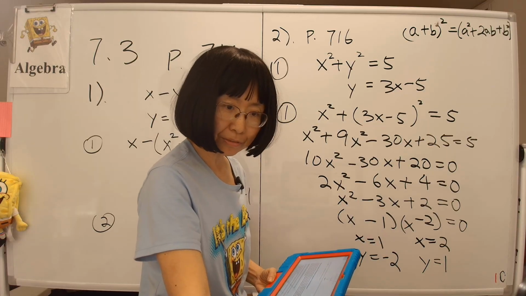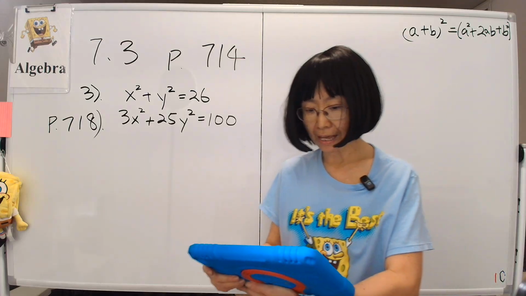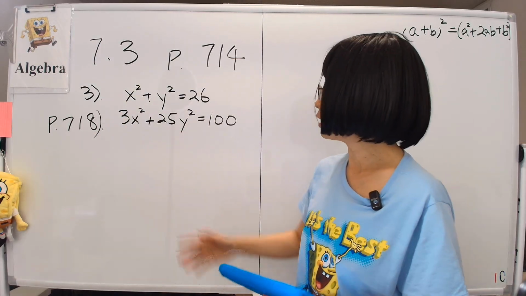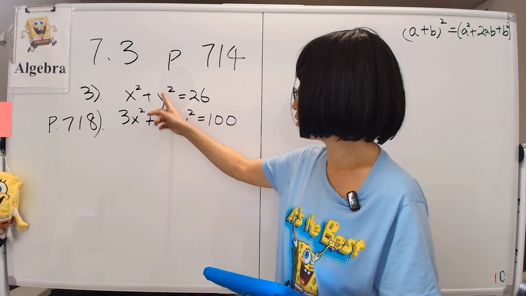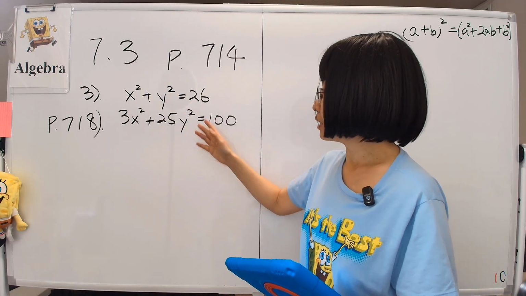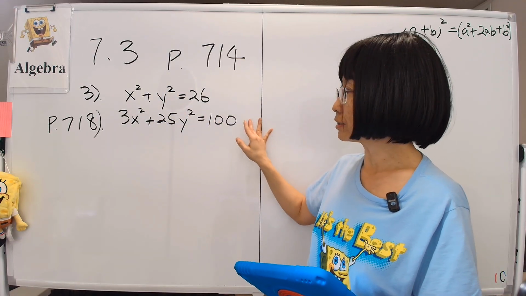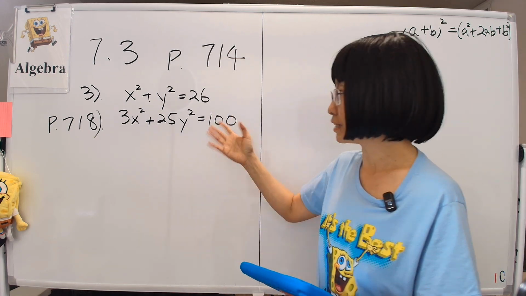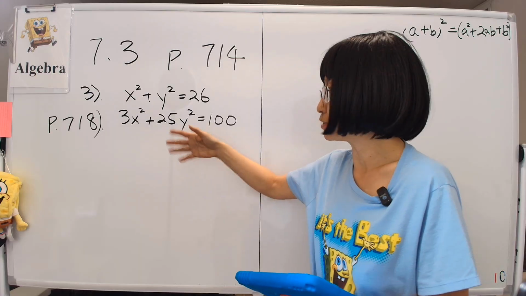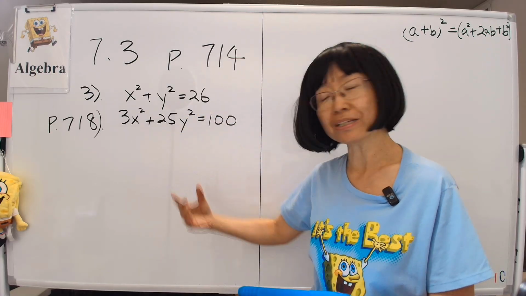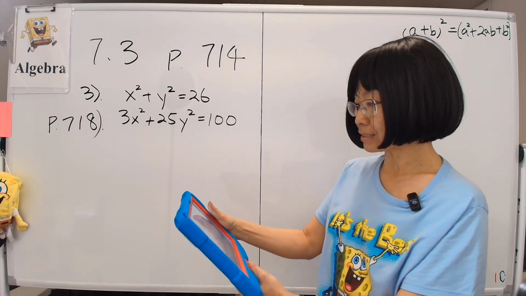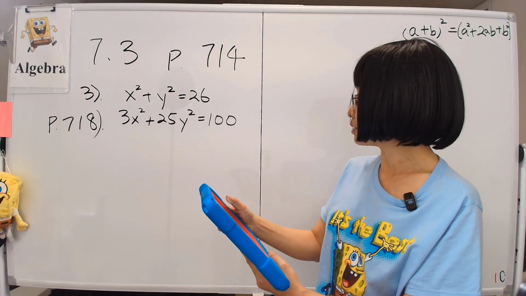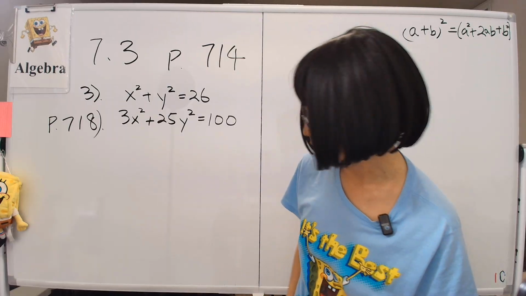So let me clean off the board. Next, let's look at page 718, example 3, where we are solving equations with a bunch of squares. The book calls this thing a circle and this thing an ellipse, but we don't care right now what kind of shape it really is. We'll just use the same old trick to find out where they intersect. So the problem is x squared plus y squared equals 26, and 3x squared plus 25y squared equals 100. All right, so let's do that.